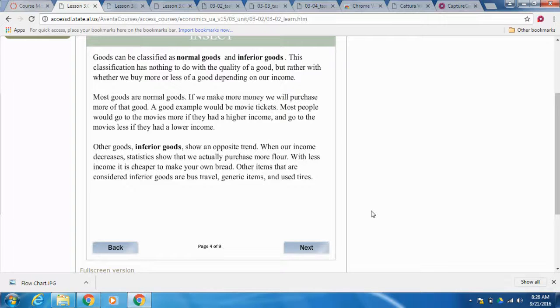These are things that are cheaper to buy than the actual thing. For example, when our income decreases, we might start purchasing more flour. That is an inferior good because it's easier to make your own bread than to go buy bread. Or we may buy used tires, or we may take the bus. So those are the differences between normal goods and inferior goods.